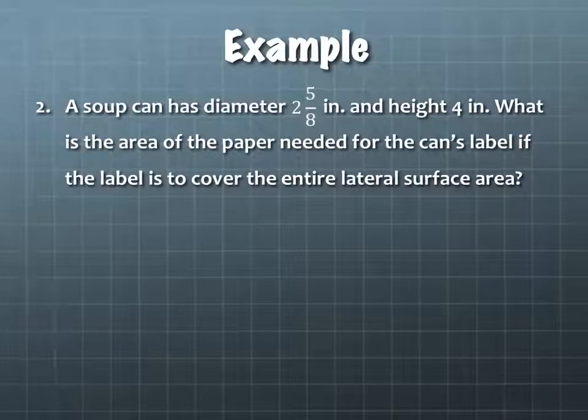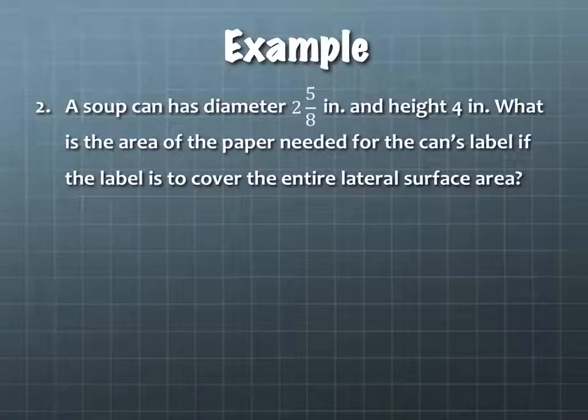And here's our first example for today. A soup can has diameter 2 5/8 inches and a height of 4 inches. What is the area of the paper needed for the can's label if the label is to cover the entire lateral surface area? You need to be a little bit careful because it asked you for something very specific. What type of area did it ask you for?